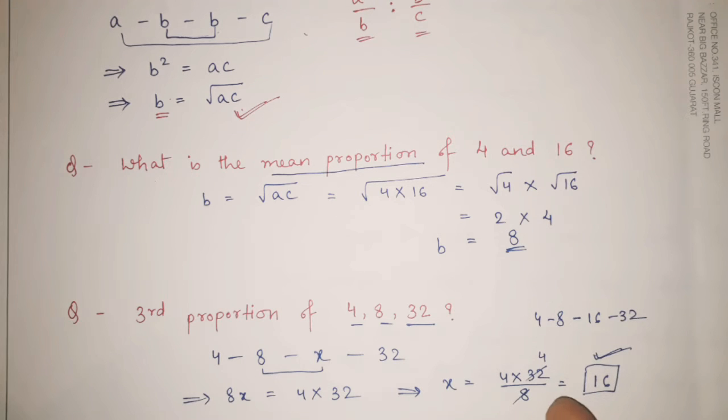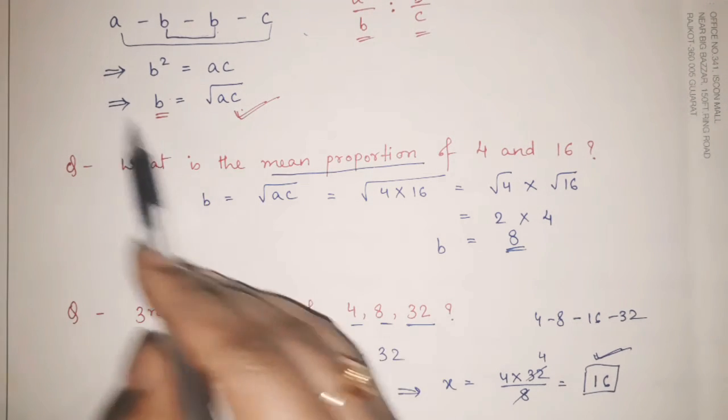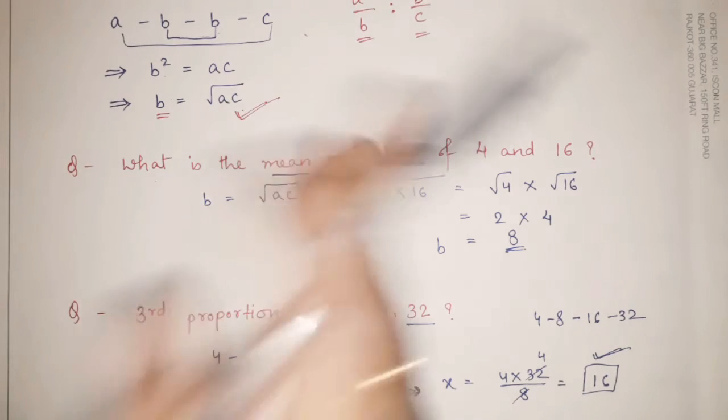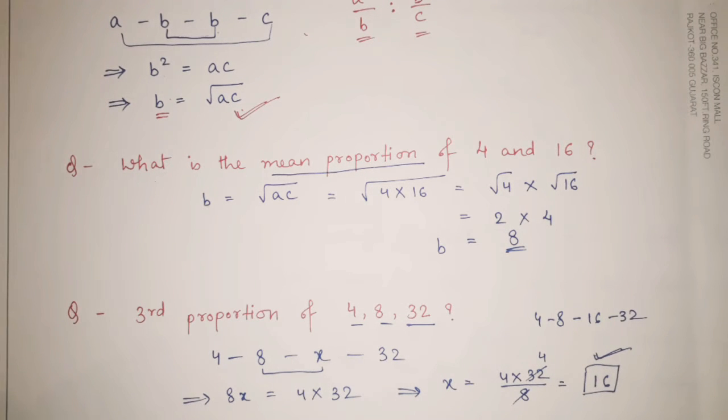So instead of the third proportion, they could have asked you about the first proportion, second proportion, fourth proportion, anything. But as long as you know this thing, you can easily solve this question within a minute. Fine. I hope this is clear to you.